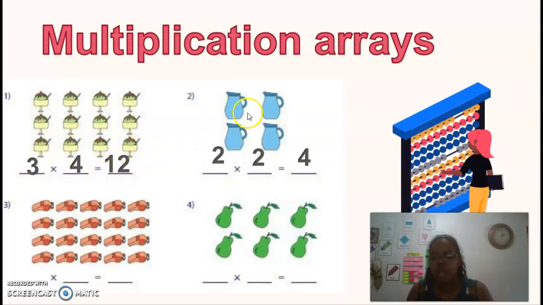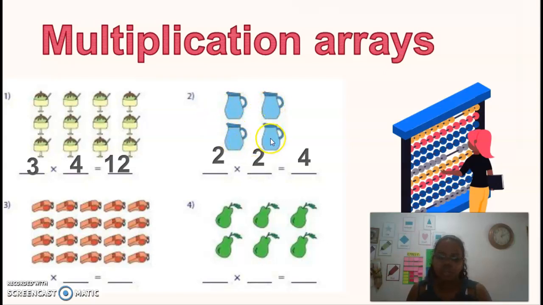That's good. Now, here we have another example. We have 2 rows, right? 1, 2. 2 rows. And we have 2 jars in each row. 1, 2. So we have 2 times 2 is equal to 4. Why? Because we have 1, 2, 3, 4.